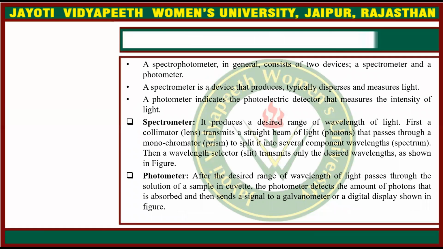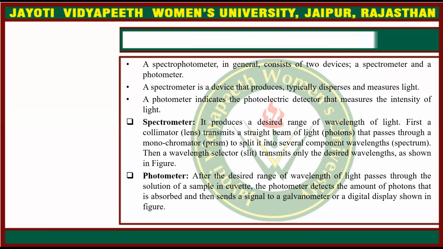A spectrophotometer in general consists of two devices, a spectrometer and a photometer. A spectrometer is a device that produces, typically disperses, and measures light, and a photometer indicates the photoelectric detector that measures the intensity of light. The spectrometer produces a desired range of wavelength of light.